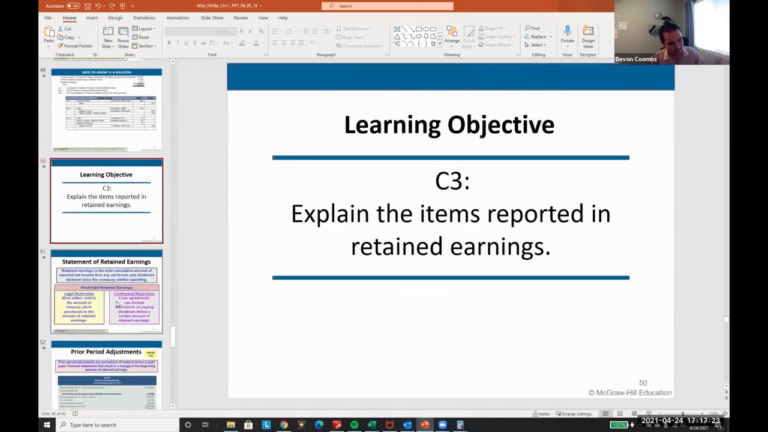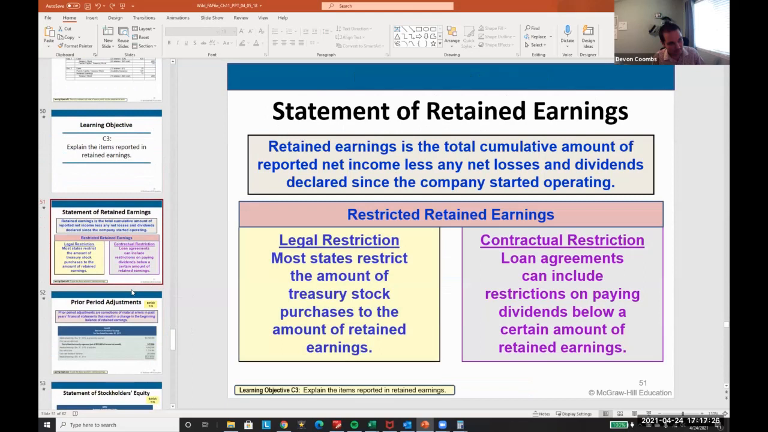What are some of the other items reported in retained earnings? And what is retained earnings? Well, the statement of retained earnings is just showing the cumulative amount of net income less any losses or dividends declared since the company started. So that's the whole concept of retained earnings. It's like how much earnings have we retained through the beginning of our operations.